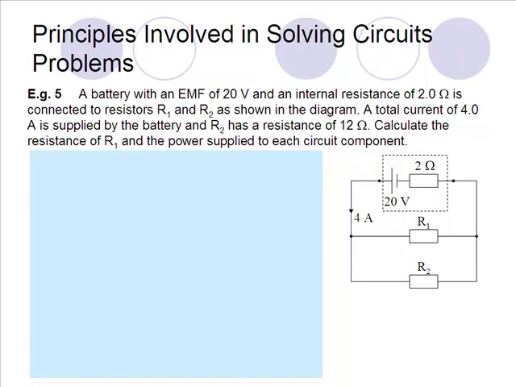Okay, there's a battery with EMF 20 volt, internal resistance 2 ohm, current 4 ampere, and there are two resistors in parallel. Right? In this case, can you find the resistance R1 and the power supplied to each of the circuit components? That means both R1 and R2. Now, how do we approach this question?